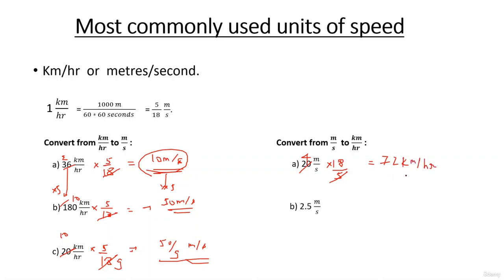Let's look at the next one. 2.5 meters per second. Again same thing, multiplied by 18 by 5. Double of 2.5 is 5. 18 upon 2 is 9. So the answer is 9 kilometers per hour.